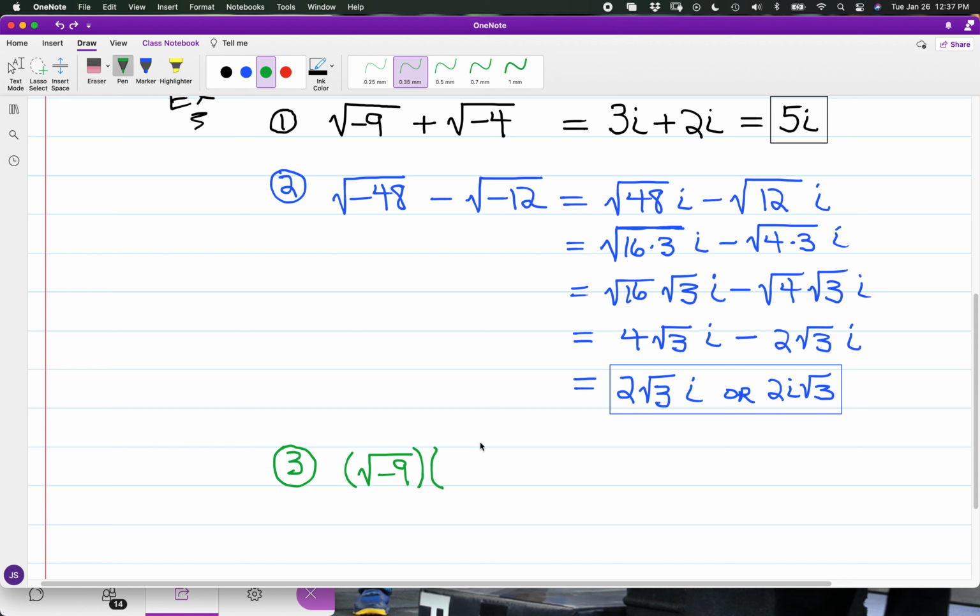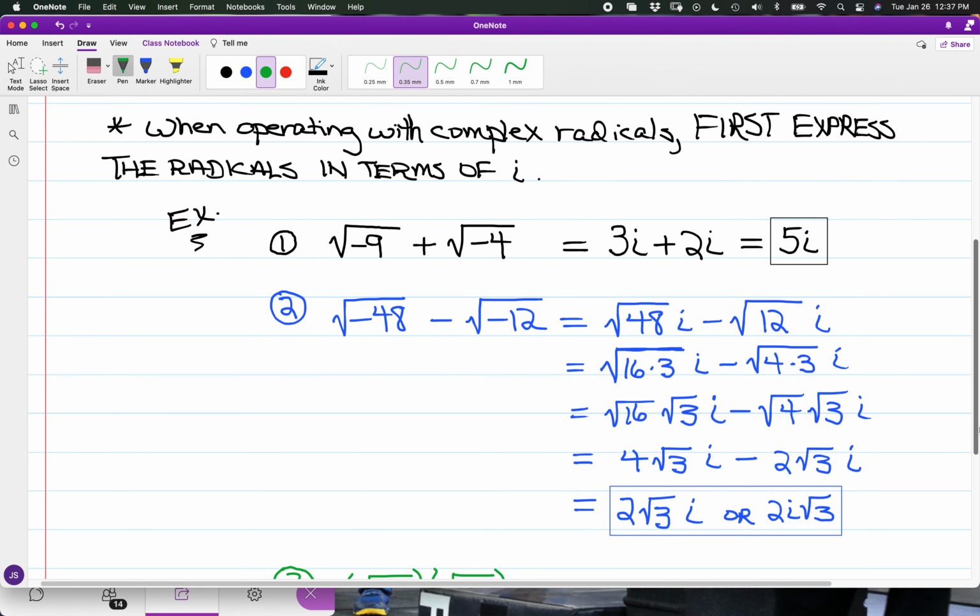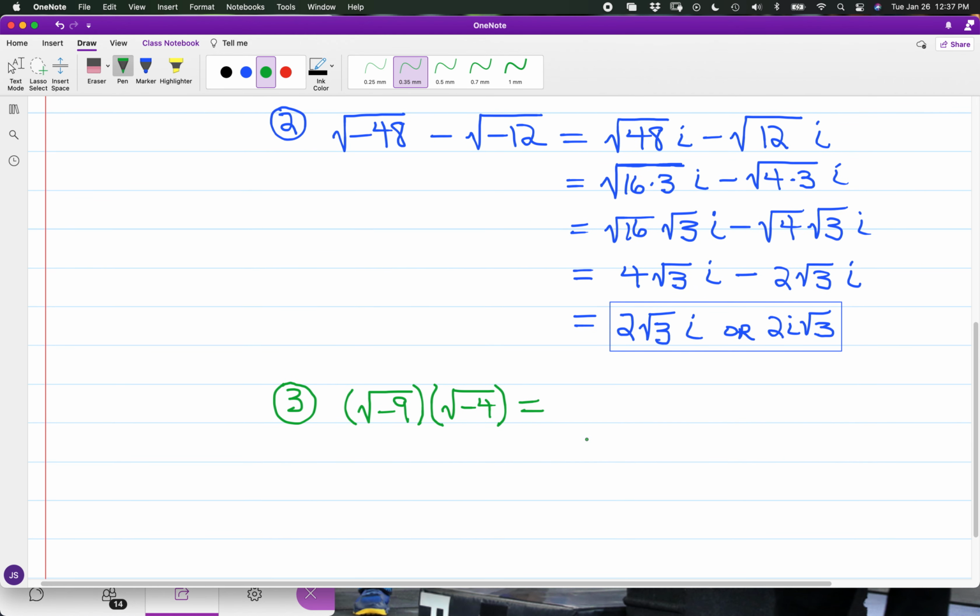And we'll do likewise with multiplication. So you have the process: when you're operating with complex radicals, first express the radicals in terms of i. So you have the square root of 9 i.